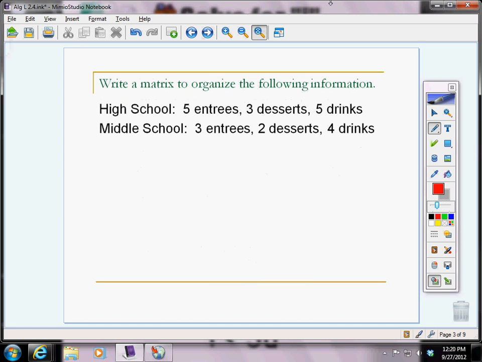We can take information and we can write it in a matrix. And we'll talk later why we'd want to do that, but if we had this example here of a high school, this would just be maybe what they'd be getting for lunch or how many choices they had for lunch. We could put this information into a matrix. So the way we would do it is you have a big bracket, and we have 5 entrees, 3 desserts, and 5 drinks, and that represents the high school.